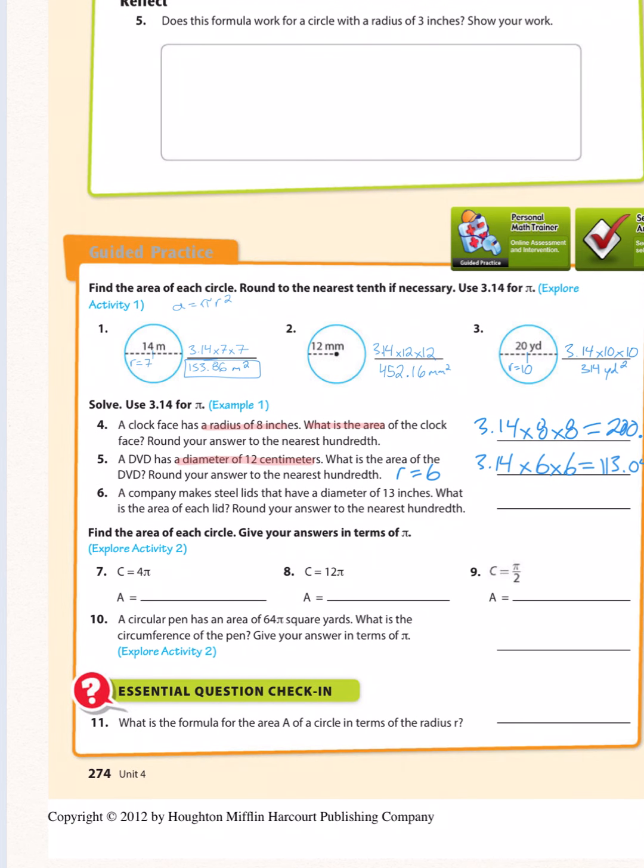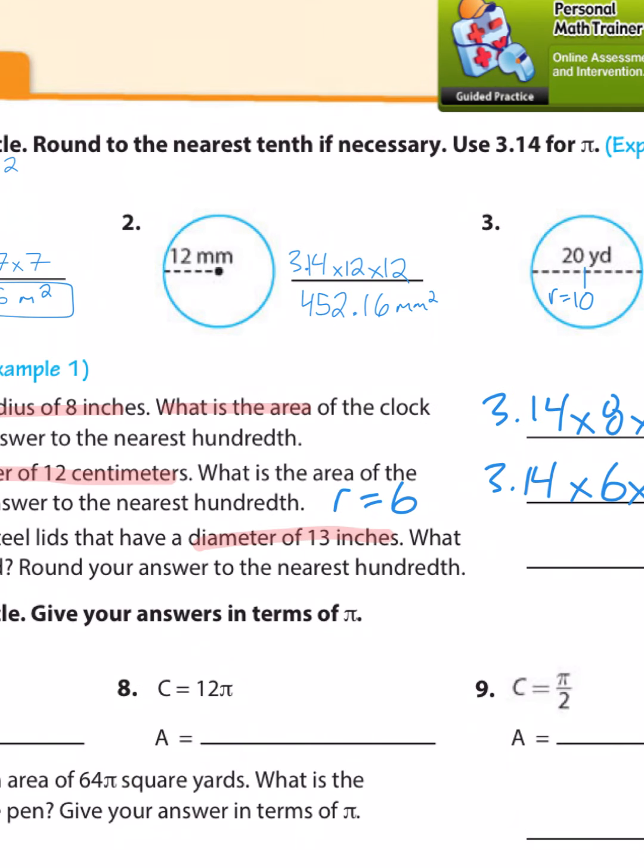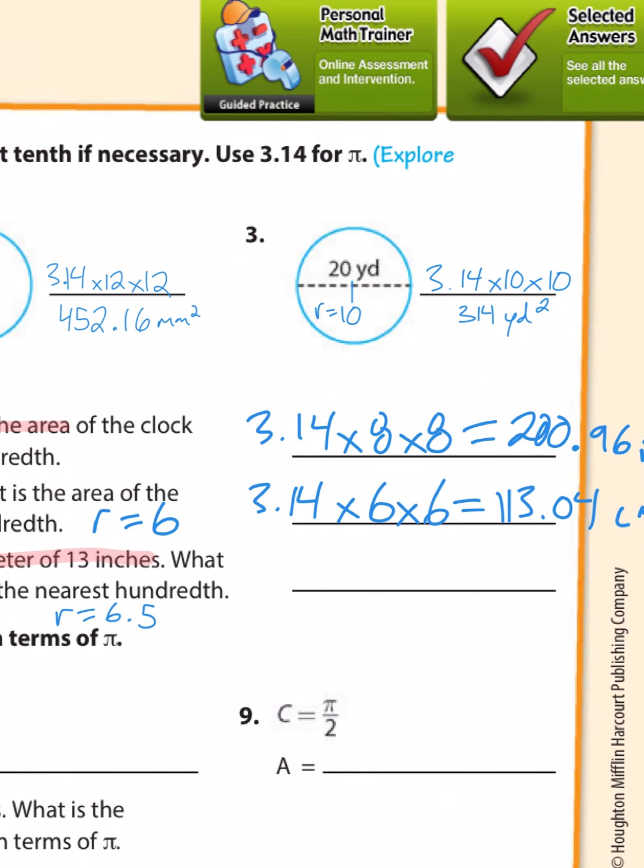All right, I want you to try number 6 on your own. Pause the video. When you play it back, I'll give you the answer. All right, a company makes steel lids that have a diameter of 13 inches. If the diameter is 13, that means the radius is 6.5. Yes, you had to use a decimal in this one. So to find the area, we're going to do 3.14 times 6.5 times 6.5. If you enter that into your calculators, you should get 132.665. We're going to round to 7, and that was inches squared.